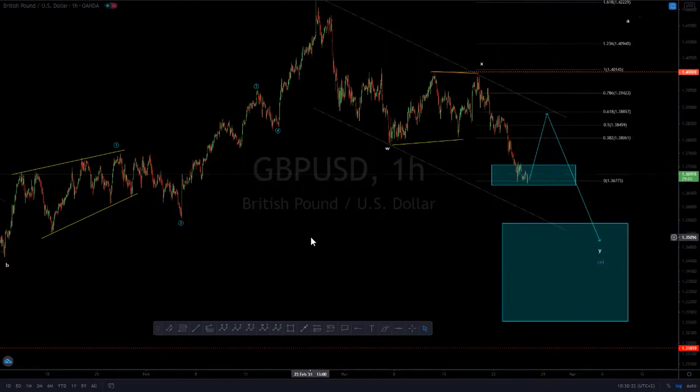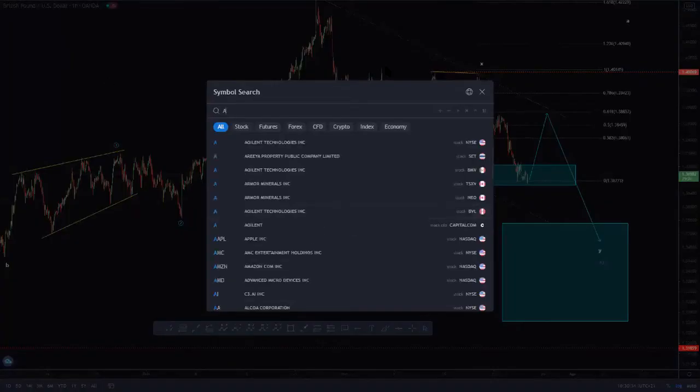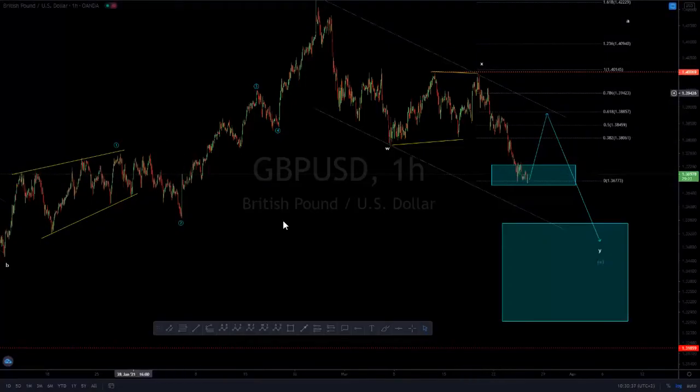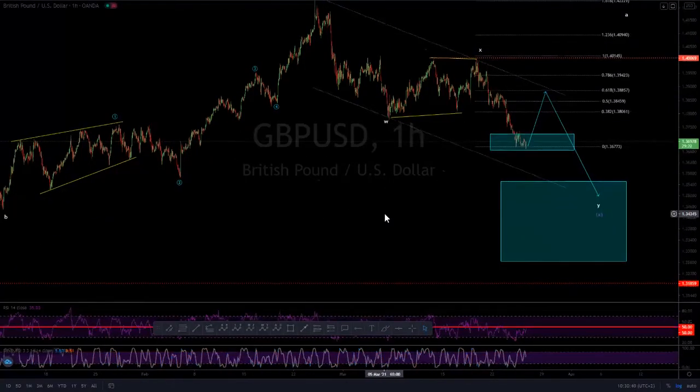Right, let's look at AUD US dollar. Before I go there, let's look at the indicator, starting from the 4 hourly.